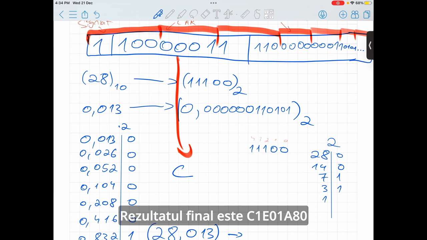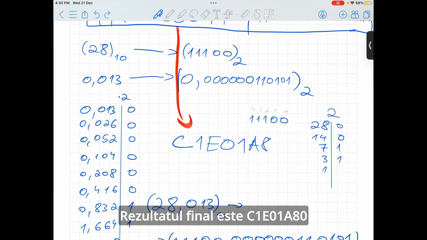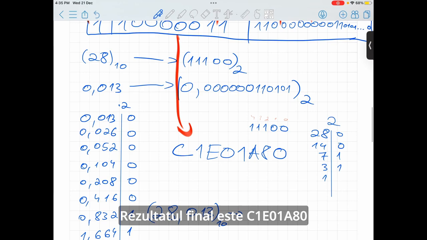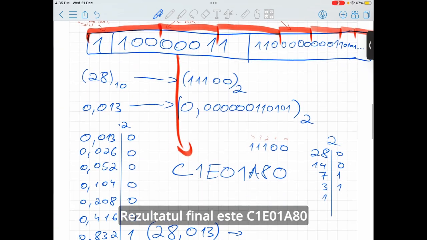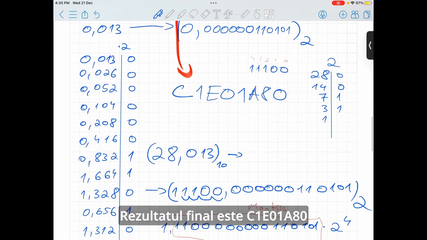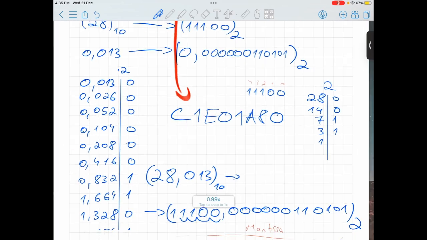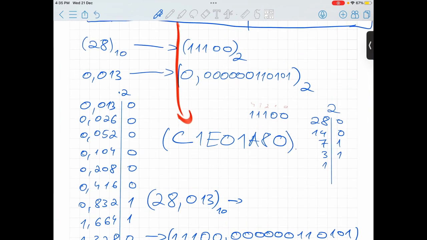It is C1E01 A8 and it should also be another 8, another 0, sorry. Okay, and this is our result in hex.